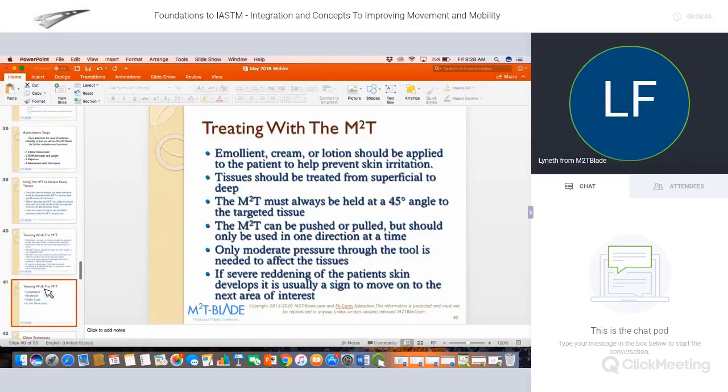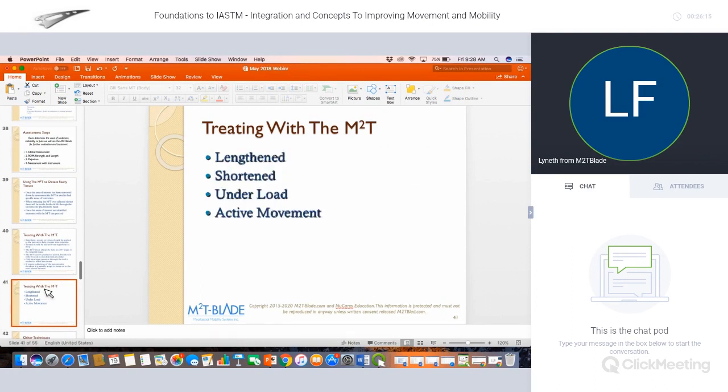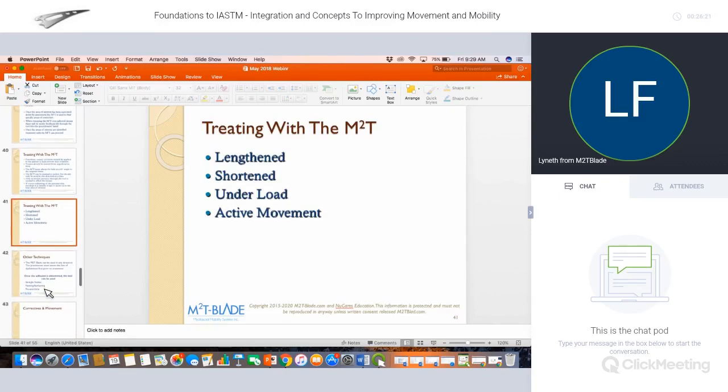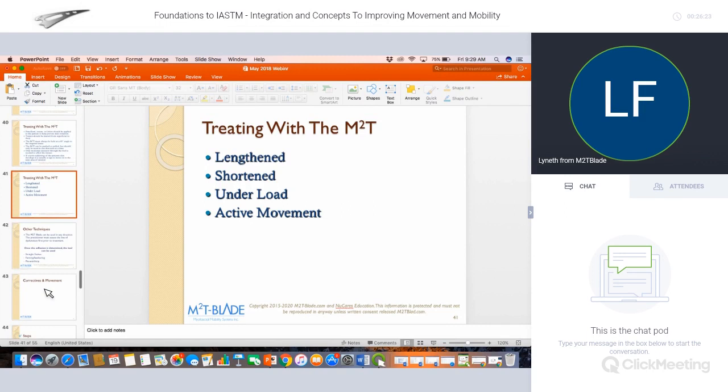There are 4 ways we can do it. We can treat the tissue in a lengthened position, in a shortened position, under load, and through active movement. There's one thing that always stays the same. We always treat in the direction that we feel the most myofascial adhesions, and that's called line of dysfunction. For example, with the traps, the line of dysfunction is typically going up towards the occiput, so we're going to treat in that direction.